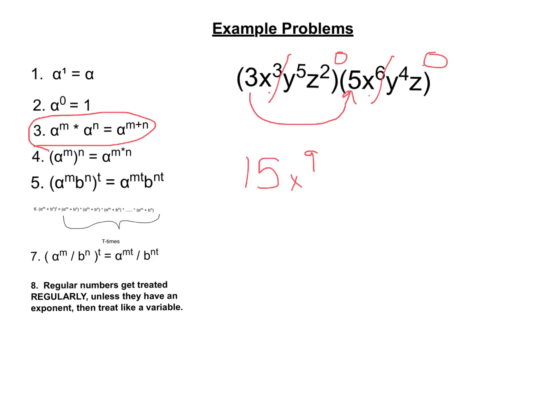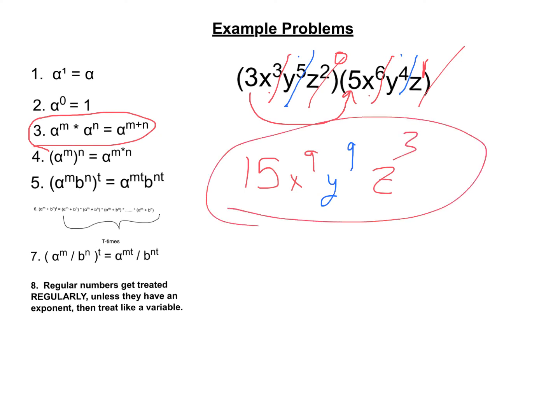Okay, let's go to the y's. Y to the fifth, y to the fourth. 5 y's here, 4 y's here is y to the ninth. Now here's where you really got to be careful. The z's. Now remember, this z has a 1 here because you can't see it. So I have 2 z's here, I have 1 z here, so this is z cubed. Done.